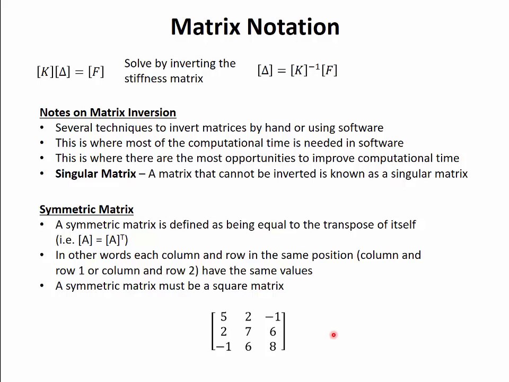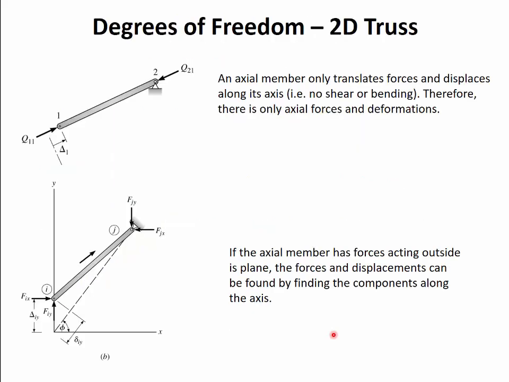Okay, so let's talk a little bit about what we call degrees of freedom. So, what is a degree of freedom? Obviously, it's somewhere the truss can move. So, if we just take a 2D truss member, let's look at this guy right here.